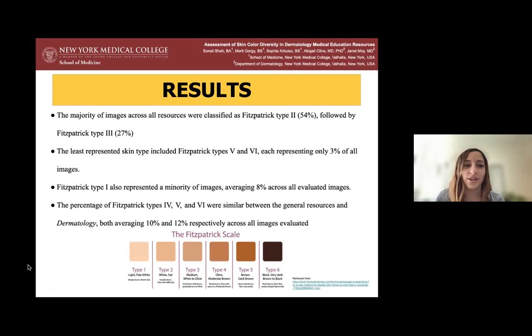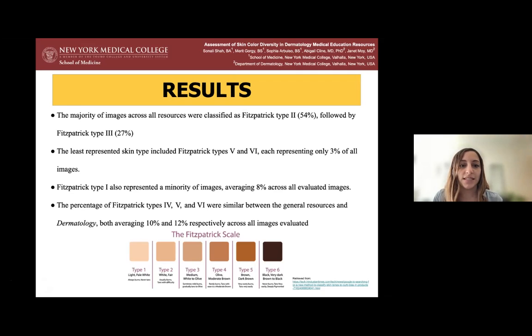We found that the majority of images across all resources were classified as Fitzpatrick type 2, accounting for 54% of images, followed by Fitzpatrick type 3, accounting for 27% of images. And you can find the reference of the Fitzpatrick scale at the bottom of the slide.